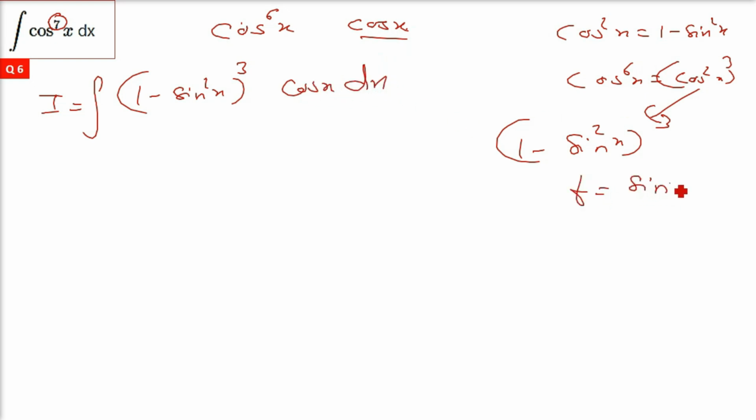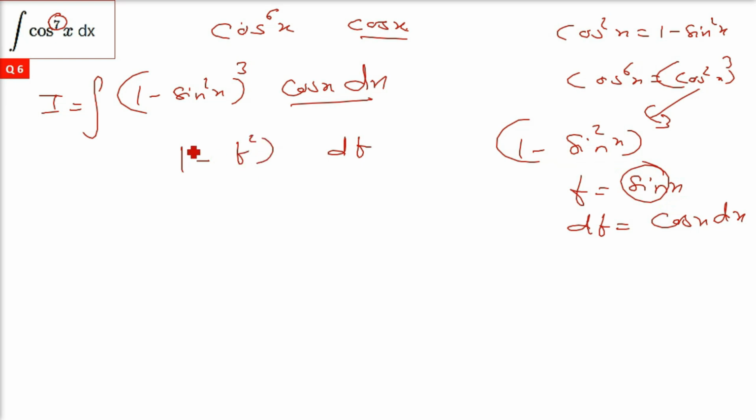Cos x dx is equal to what? T equals sin x you can keep. Dt by dx will be equal to cos x. Dt will be equal to cos x dx. This whole cos x dx will be dt. 1 minus sin square is 1 minus t square. So 1 minus t square whole cube.